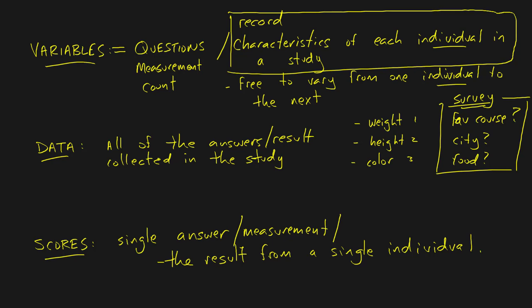However, if you see somebody referring to a score, let's just make this singular, a score is a single answer. Scores would be a number of answers, but data is all of our answers. So a score is a single answer or single result from one individual.